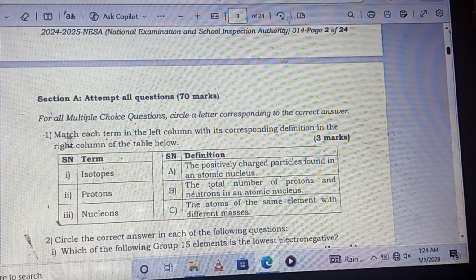Question 1. Match each term in the left column with its corresponding definition in the right column of the table below. We have term and definition. What do you think? Isotope matches which definition? Proton matches which definition? Nucleons match which definition?